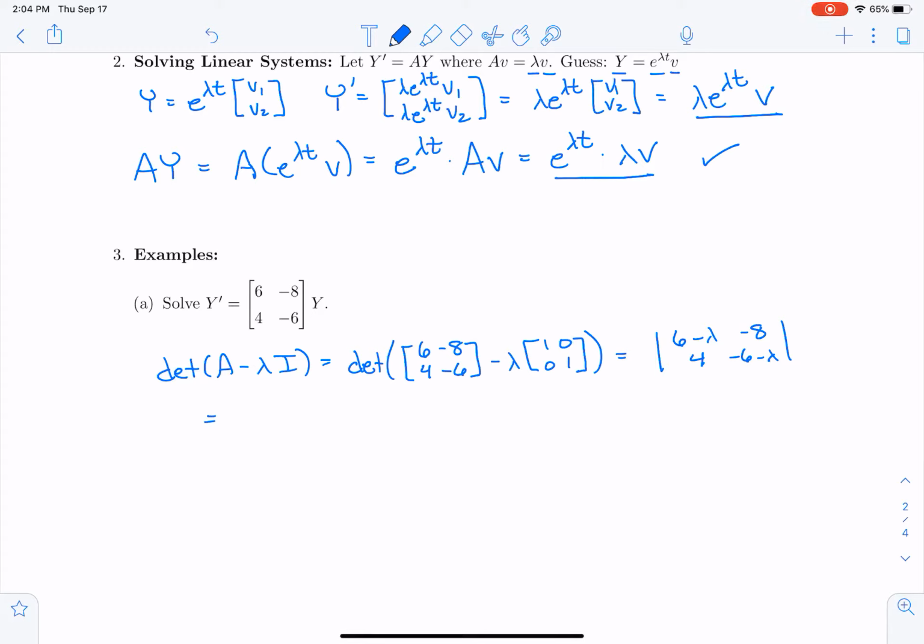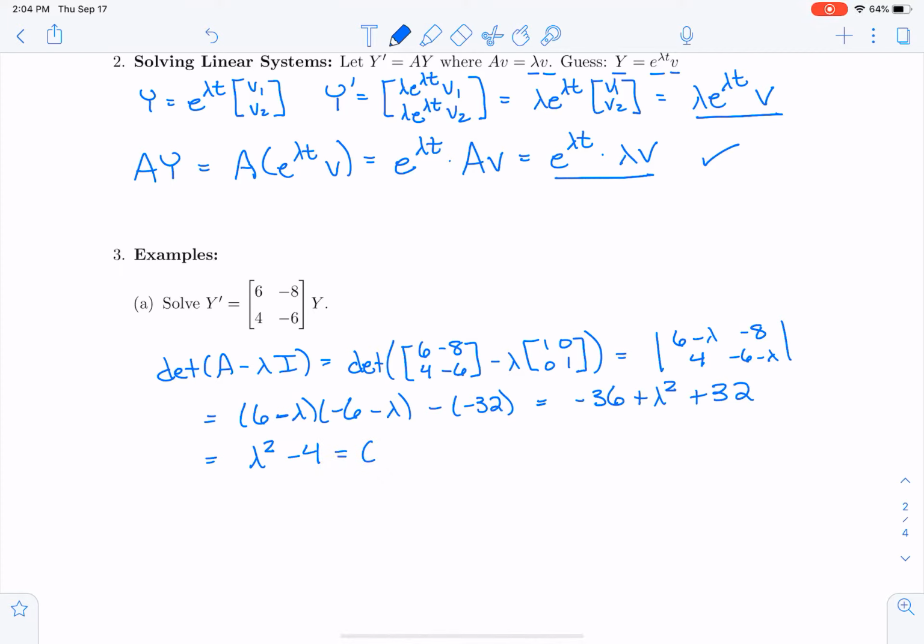Well, this becomes 6 minus lambda times negative 6 minus lambda minus a negative 32. We can rewrite this as negative 36. That's going to be minus 6 lambda and then plus 6 lambda for the inner and outer terms. So then plus lambda squared plus 32. So finally we get that lambda squared minus 4 is equal to 0. We can solve that to see that lambda must be plus or minus 2. So this matrix has two eigenvalues, 2 and negative 2.